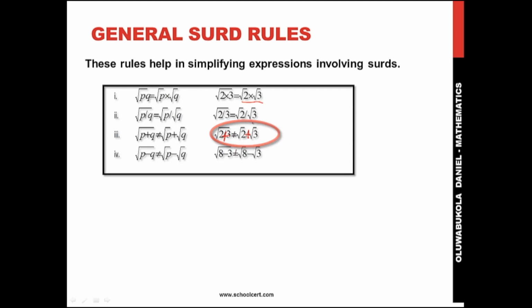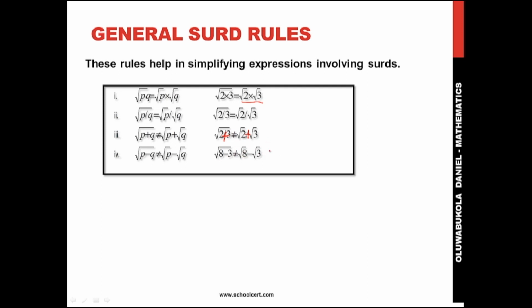The same thing goes for subtraction. If you have root of p minus q, it cannot be written as root of p minus root of q. So from the example that we have here, root of 8 minus 3, which is the same thing as root 5, cannot be broken down into root 8 minus root 3. So those are the basic guiding principles.